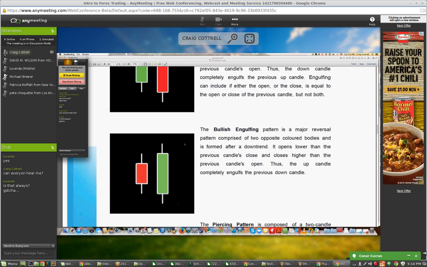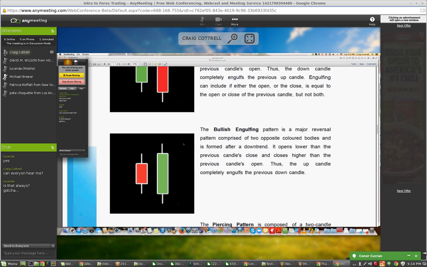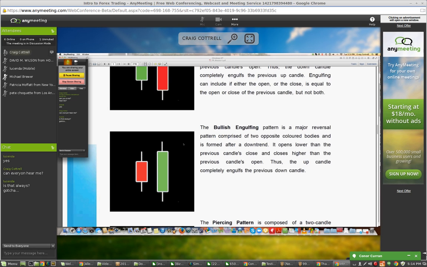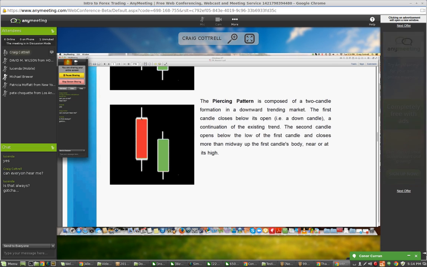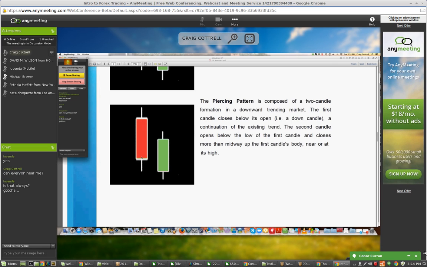All right. So those are two very powerful signals, very powerful signals that I look for constantly when I'm trading. Now, the piercing pattern. The piercing pattern is composed of a two candle formation in a downward trending market. So we're in a downtrend, right? We're in a downtrend symbolized by this red candle. Price closed lower than where it opened with this red candle here. Okay, great. We're in a downtrend.